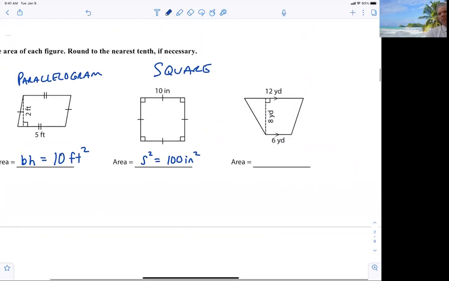Okay, you got the tricky one. So is it just doing 10 times 10? That's right. 10 times 10. Or you can just do on your calculator 10 squared. Okay, so what's the next shape called?